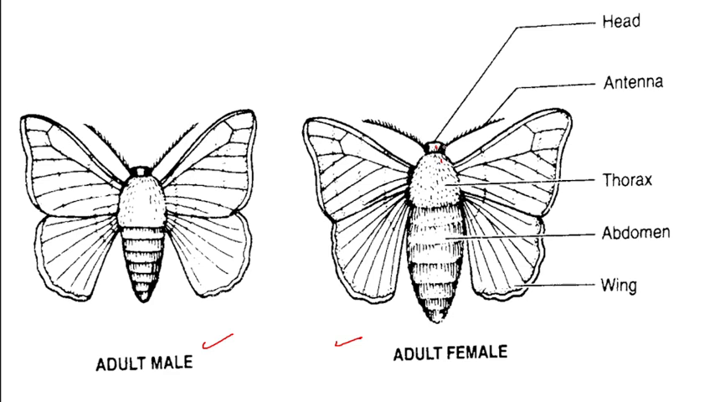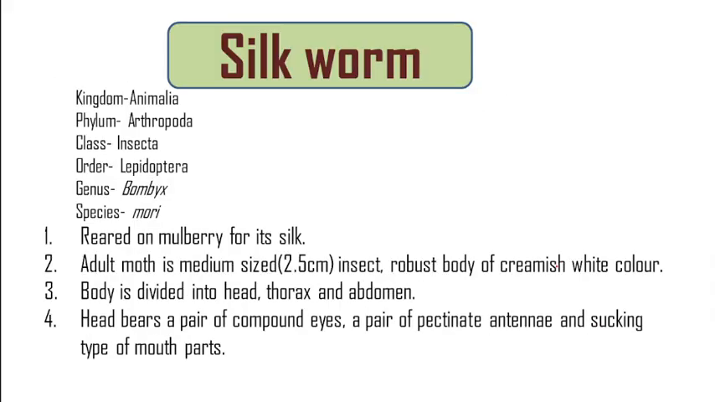इसका ये head part है. This is the antenna. This region is the thorax region. This is the abdomen and these are the wings. Silkworm belongs to kingdom Animalia, phylum Arthropoda, class Insecta, order Lepidoptera, genus Bombyx, species mori.